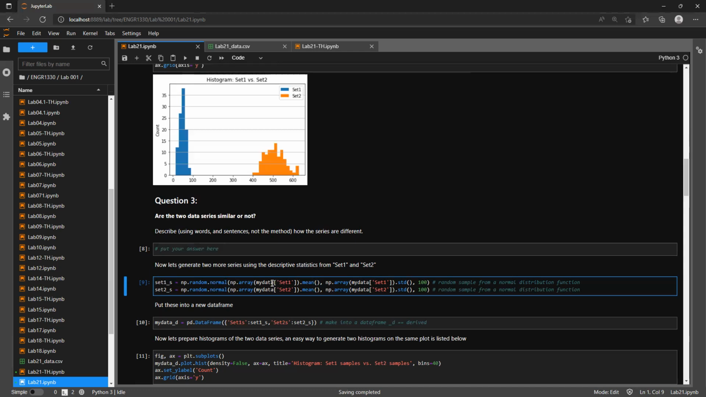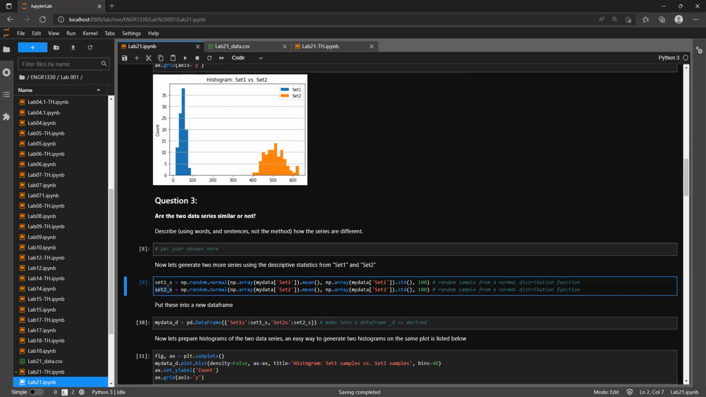What's the mean? Well, I want to get the mean from my existing data. So I want the mean from set one, and I want the standard deviation from set one, and I want to make 100 of them. So I'm going to make a collection of data of length 100 from the same normal distribution using the same mean and standard deviation, but I want them to be random. I want random numbers from it. And I want to do the same thing for set two.